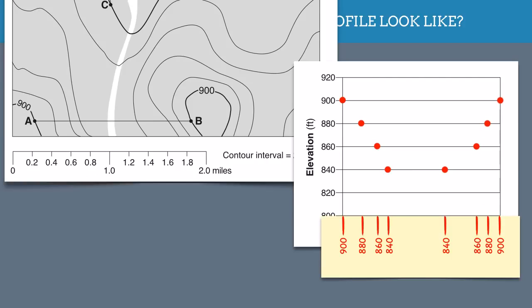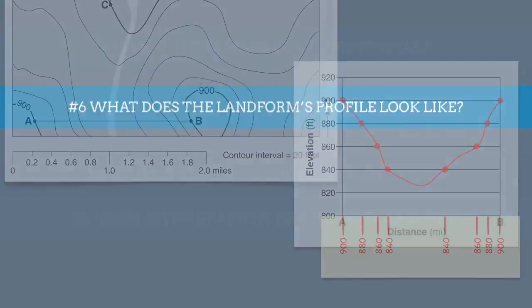And now all I need to do is connect these dots with a smooth curving line, and I've done it. This is a profile view of that valley. That white stream there would be flowing down at the bottom of this valley.